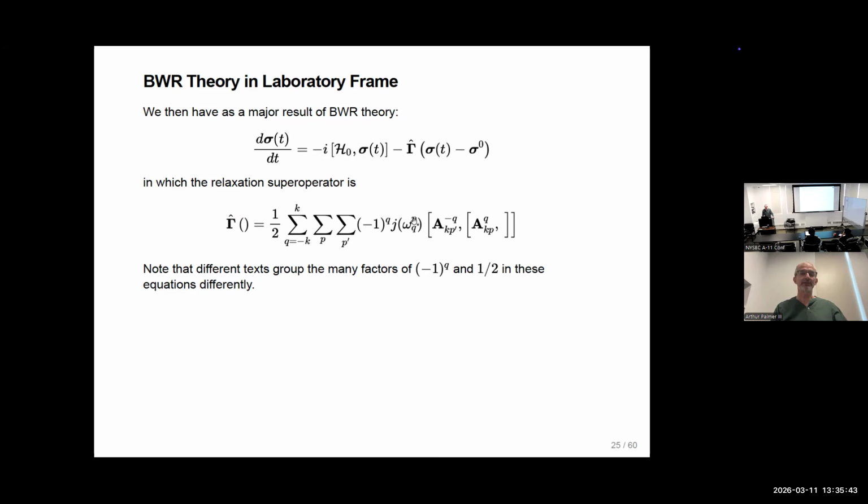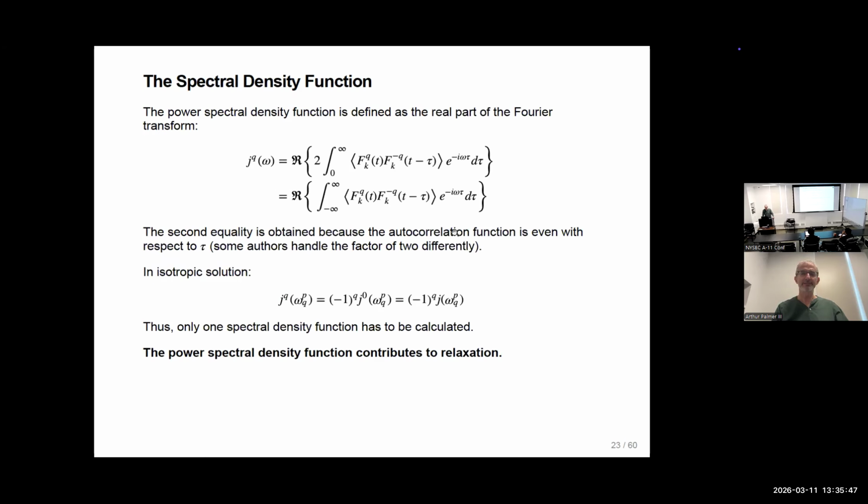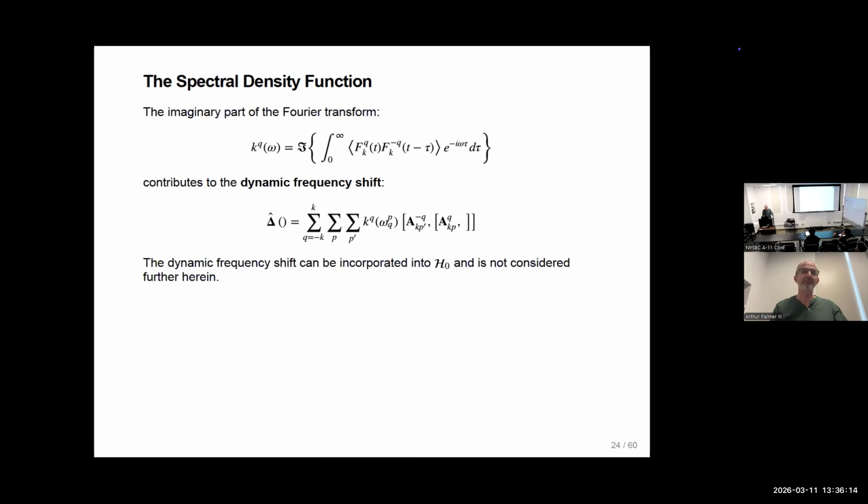There's this power spectral density function. There's the double commutator. This factor of a half depends on, again, whether you think the interval goes from 0 to infinity or -infinity to infinity. So again, you have to pay attention when you read a paper. What do the authors mean? The autocorrelation function is even, so we can extend the integral to -infinity. So you just have to be careful.